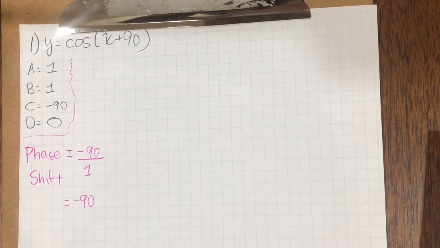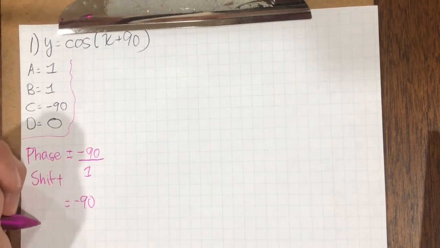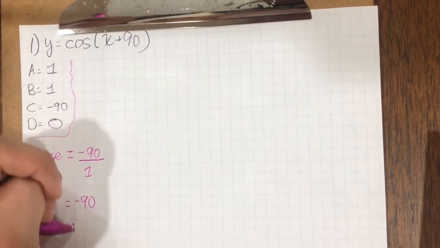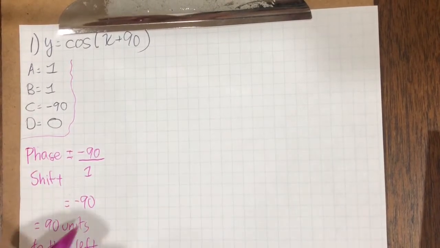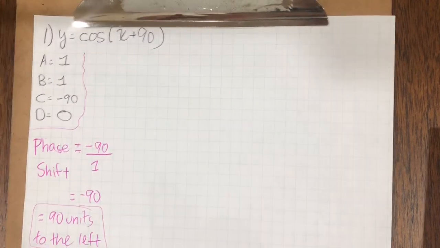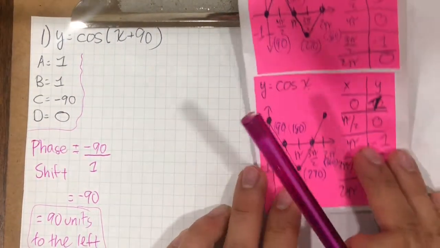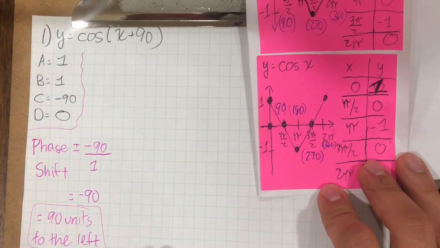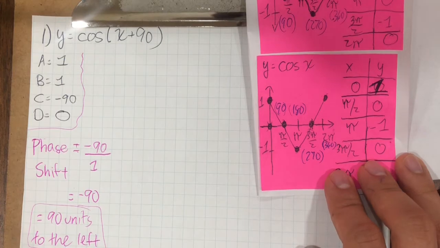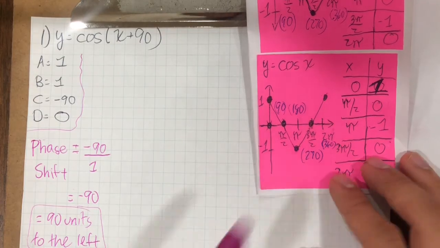So we're moving in either a left or a right direction. Out of those two, which one is a negative direction? If you said left, then you're absolutely right. So for the phase shift, we're going to be moving 90 units to the left. All right? That's really the only transformation that's going to happen from the original graph for cosine of x. Everything else is going to stay the same: the amplitude and the period.